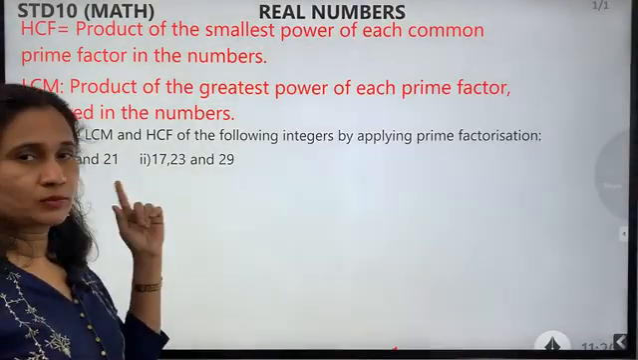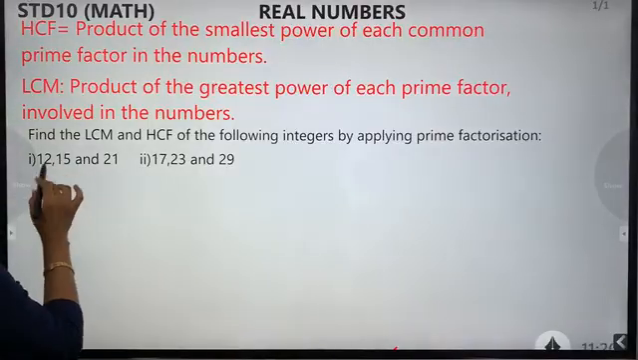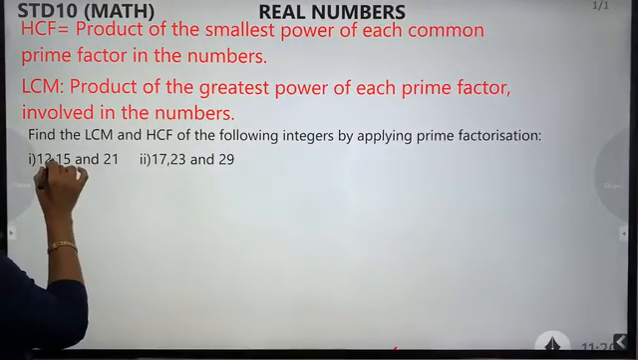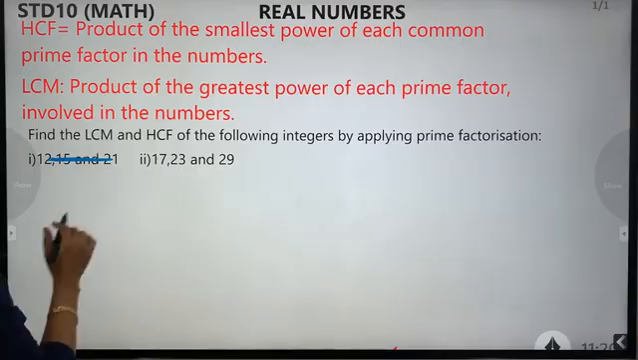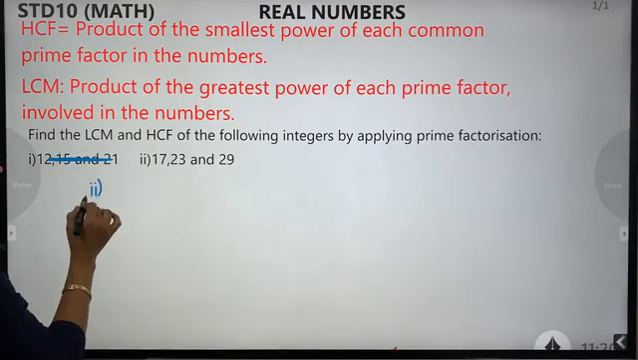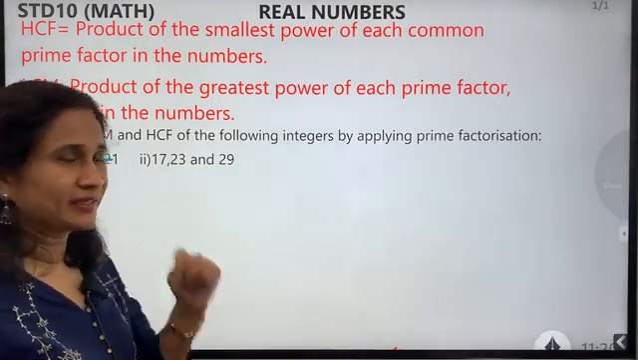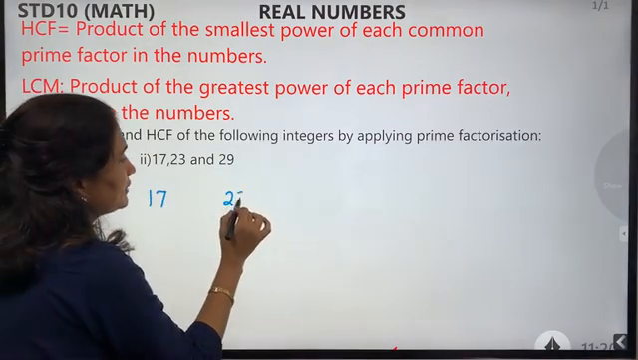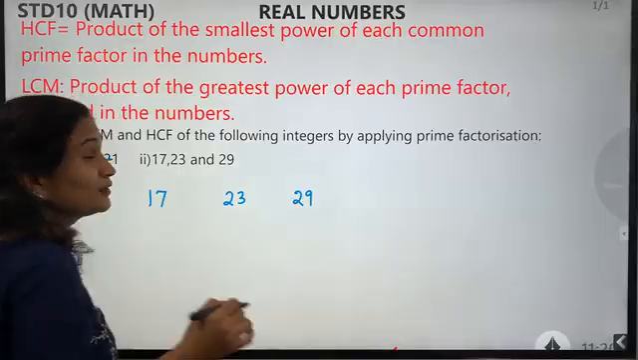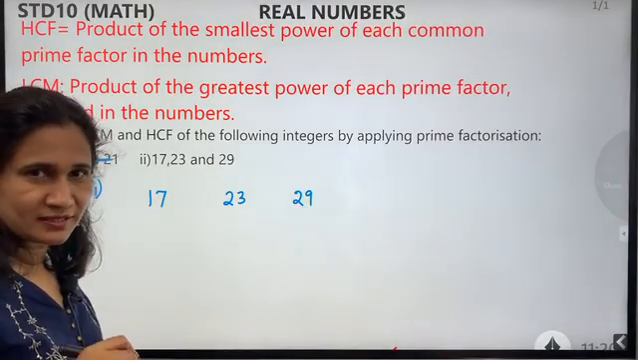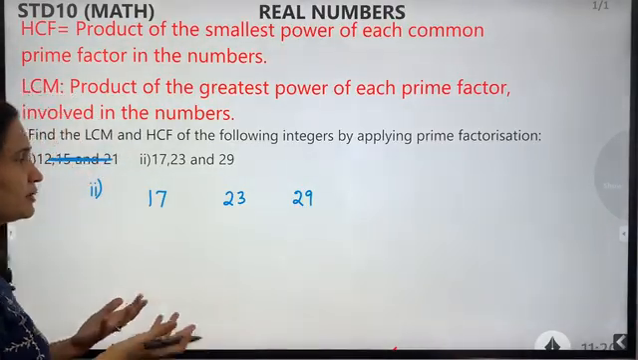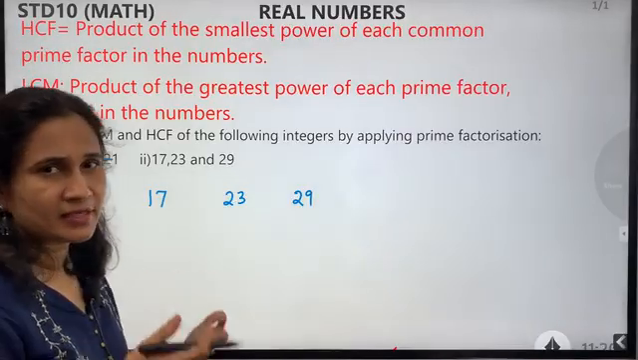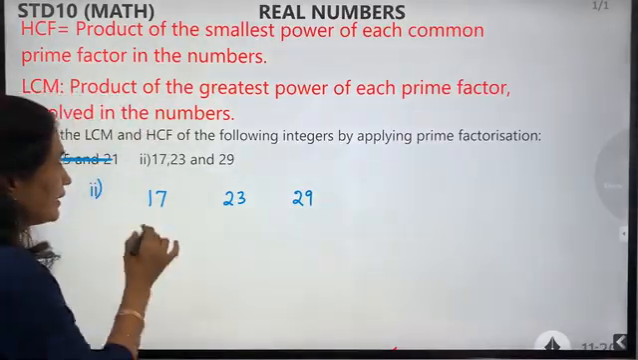So now let us come to the second sum. First sum is already done. Second sum, the numbers are 17, 23, 29. But see what's the magic of this, children? 17, 23 and 29. Aren't they all prime numbers? Yes, they are not divisible by any other number other than themselves or by 1.